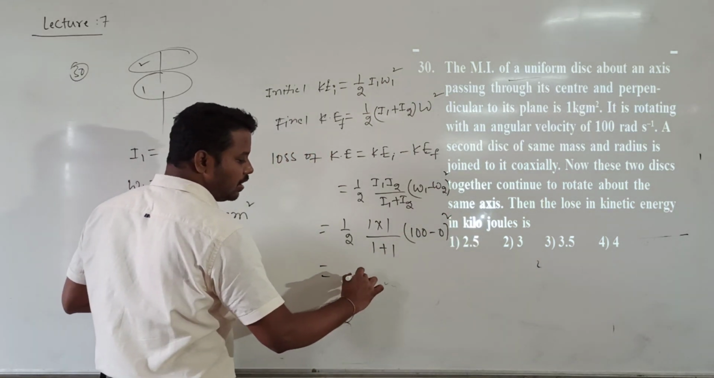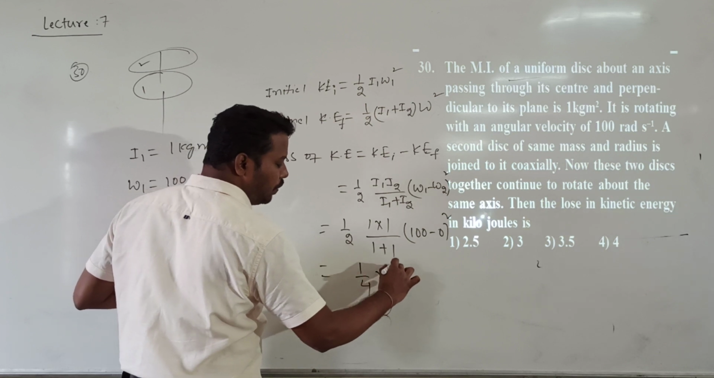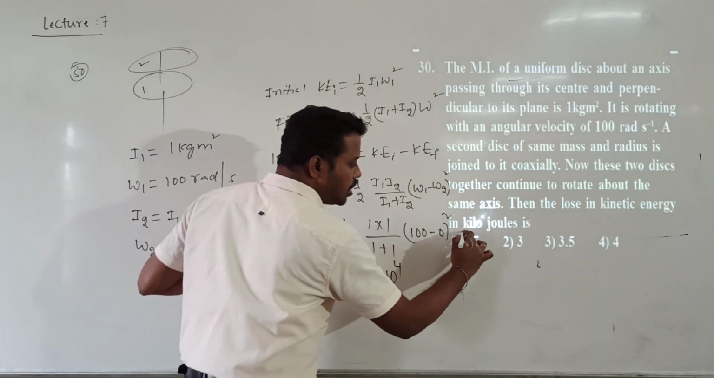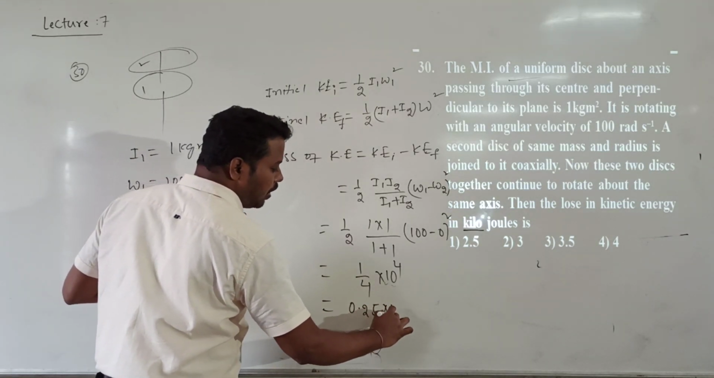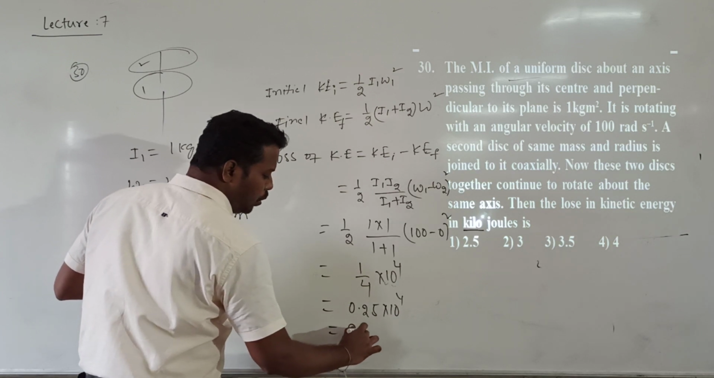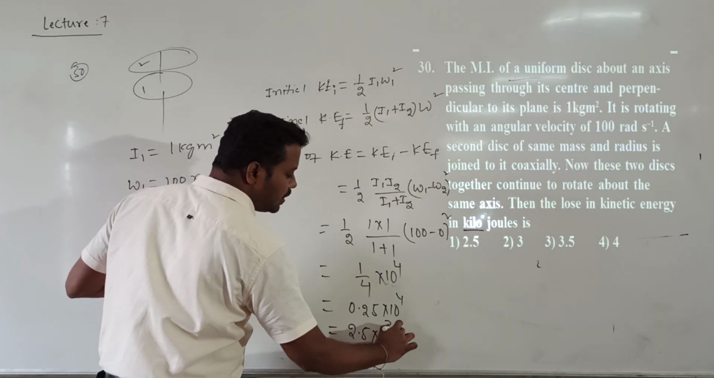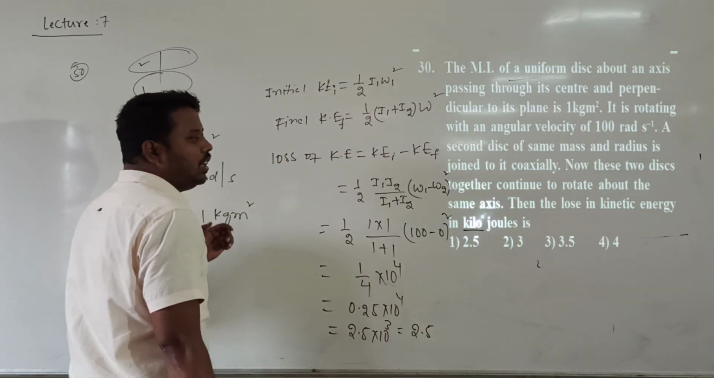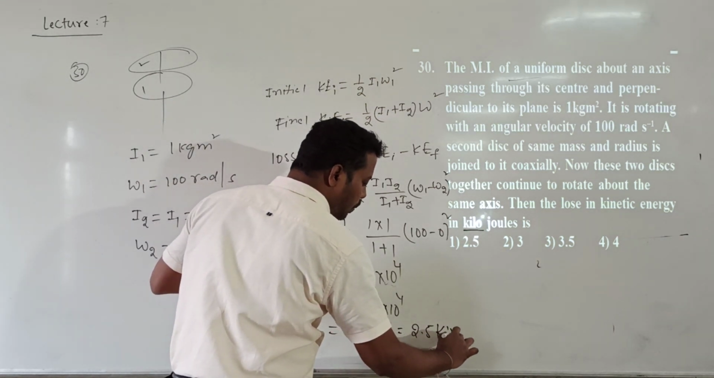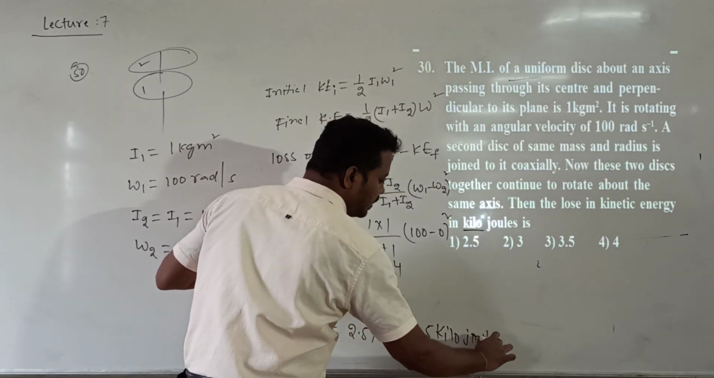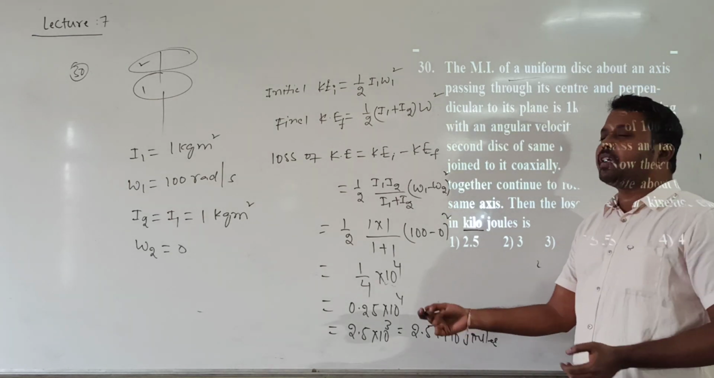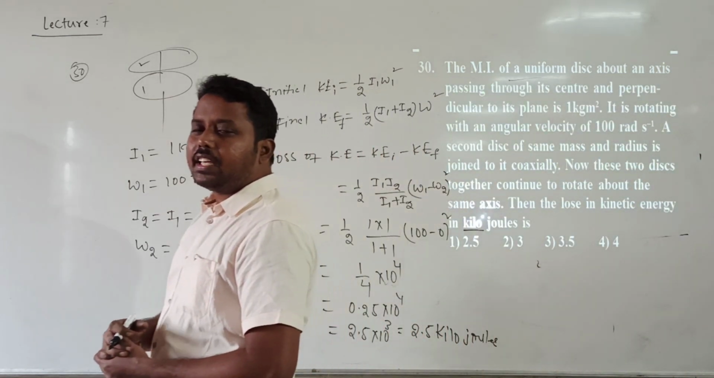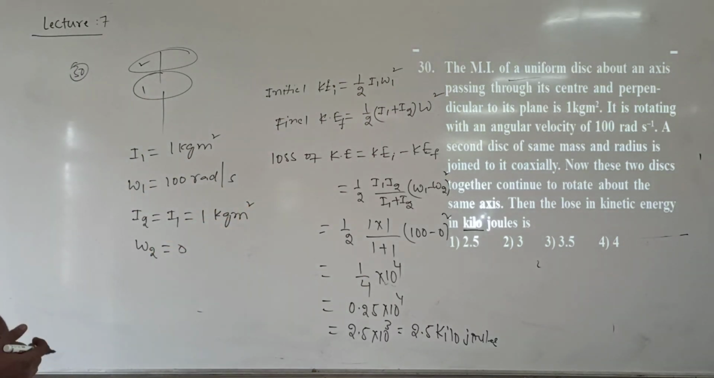Then the answer will be 1 by 4 into 10 to the power of 4. They are asking for the answer in kilojoules, so 10 to the power of 3. 1 by 4 is 0.25 into 10 to the power of 4, which is 2.5 into 10 to the power of 3, so 2.5 kilojoules. This is the value of the loss of kinetic energy. Understood? Because of this joining, the kinetic energy is lost, and that value is given by this. So this is question number 30. Next one.